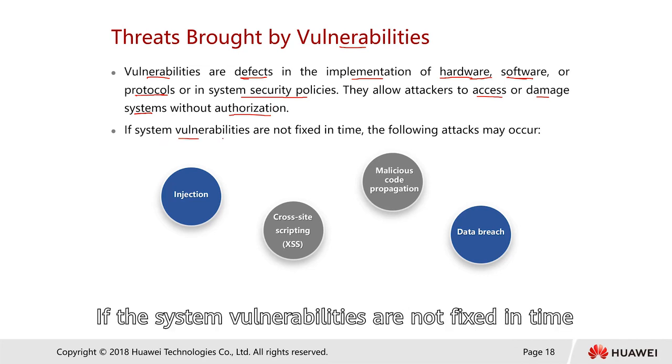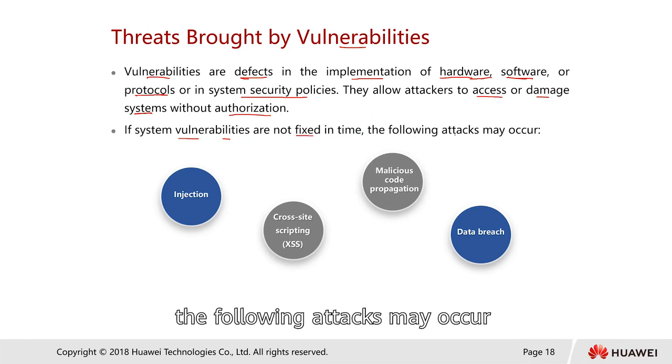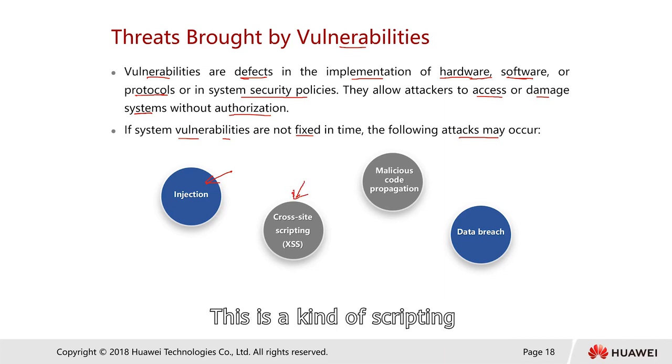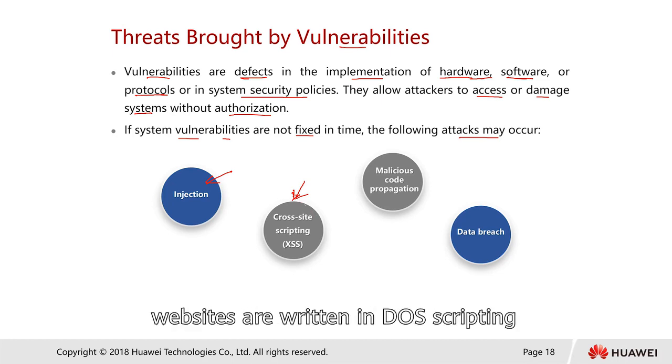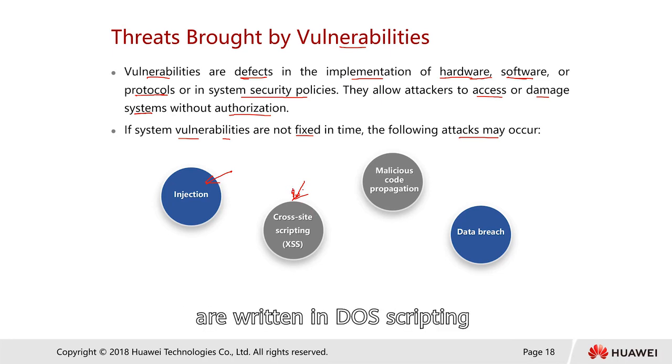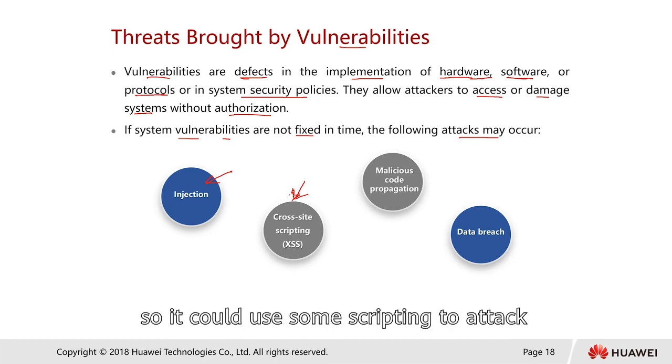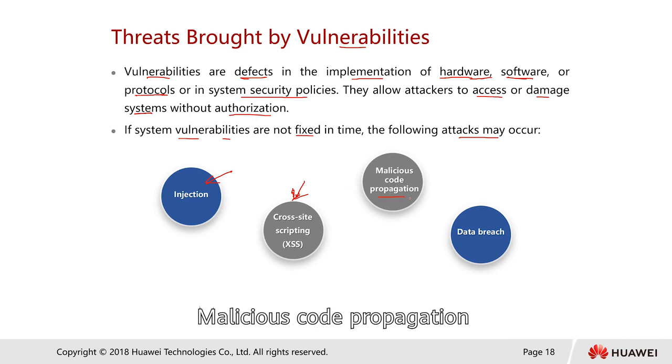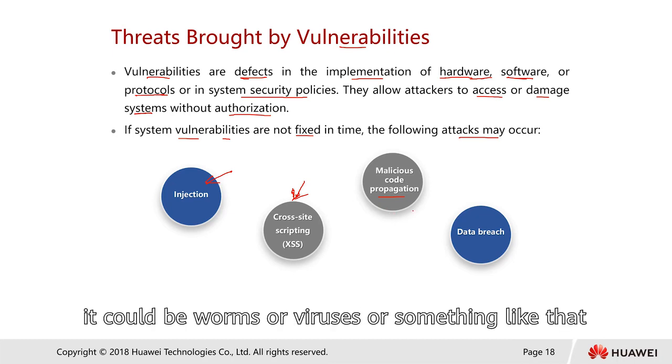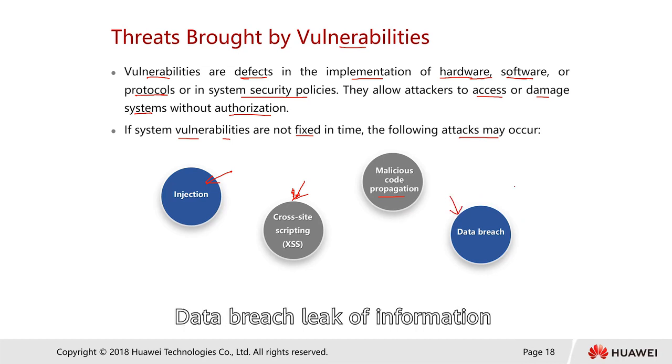If system vulnerabilities are not fixed in time, the following attacks may occur. For example, injection, where somebody might inject certain code into your application or your system. Cross-site scripting is a kind of scripting attack, especially since nowadays a lot of websites are written with scripting, and you could also use scripting to attack. Then there is malicious code propagation, which we mentioned before, such as worms or viruses, or maybe a data breach, a leak of information.